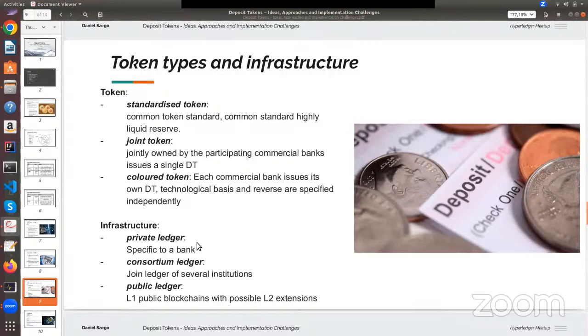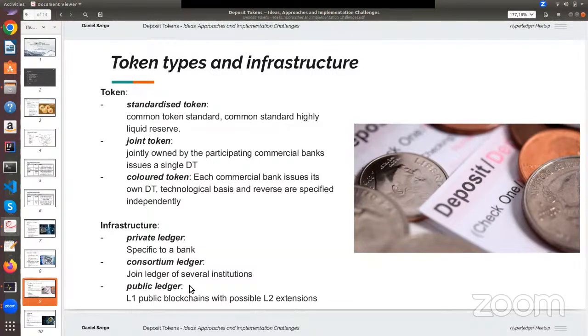In terms of infrastructure, one consideration is issuing on a private ledger, which is specific to a bank. Again, this is probably not the luckiest solution. Another solution might be to issue on a consortium ledger. Here the idea is that several institutions join and set up a consortium ledger. It might be a possibility, certainly. And then last but not least, public ledgers might be considered, especially with deposit tokens.